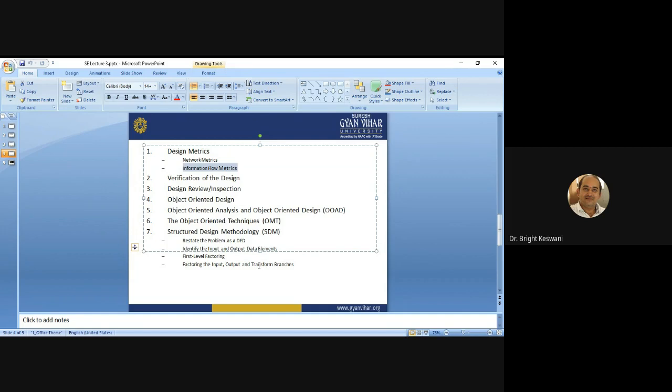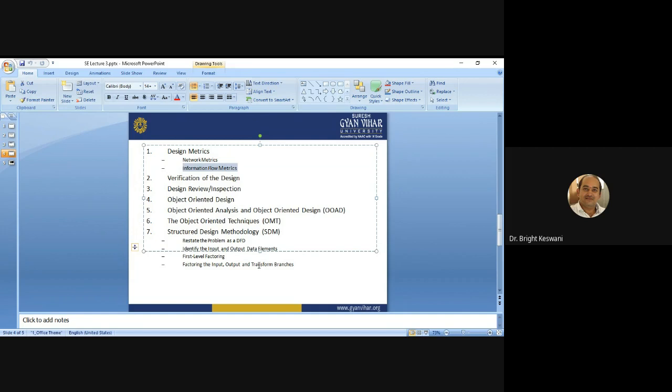Fan in of a module is the number of arrows coming in the module, indicating the number of super modules of a module. In means there are a number of arrows, meaning there are a number of connections into the module. When there are a number of arrowheads to the module from the super module, it is called fan in. Okay, fan out means what? Fan out of a module is the number of arrows going out of that module, indicating the number of subordinates of the module. So there are two important things, fan in and fan out.